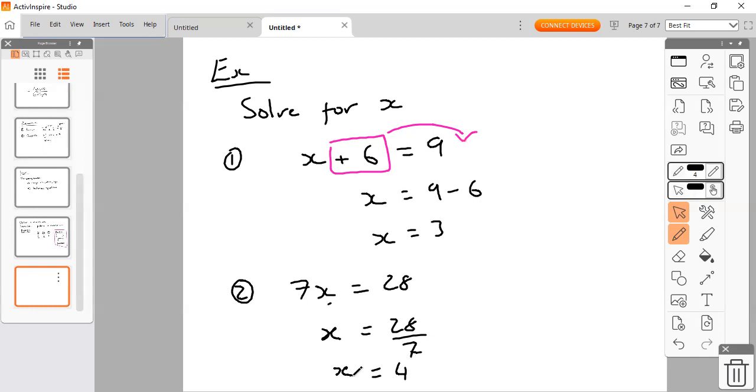So again, if I substitute the number 4 in where x is, I would get the right-hand side. So the left-hand side equals the right-hand side.